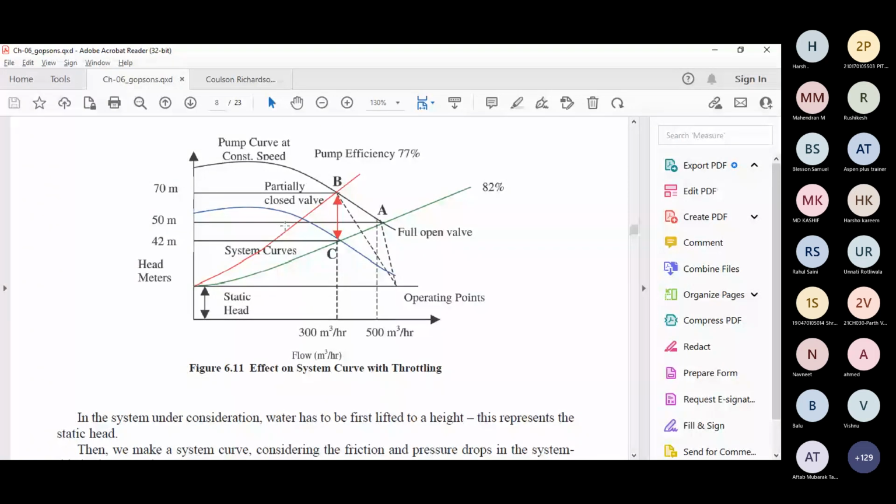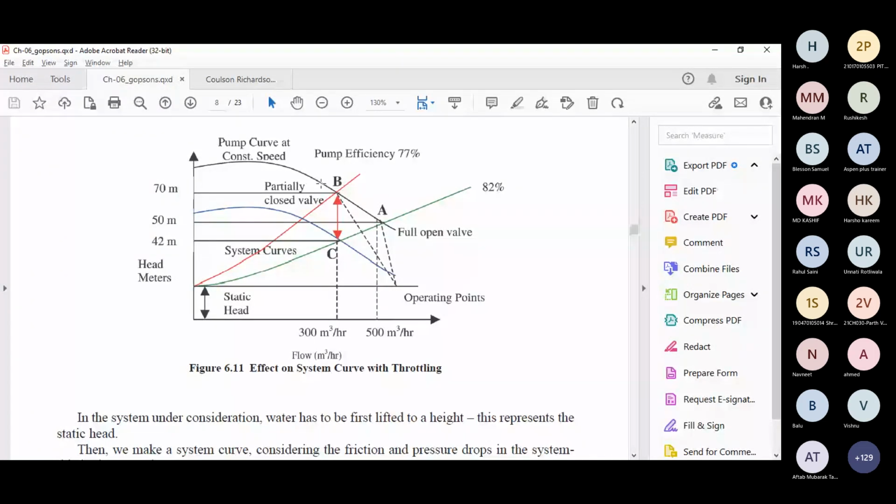So what is happening? My requirement is 300 meter cube, but because of that closed valve, I have to overcome that 70 minus 42. That amount of head is a delta because of the closed valve, right? Once I shift to point C, what will happen? I will be operating at BEP. But point C is away from my pump curve. My pump curve is this black one. Point A, point B are on the pump curve, but point C is not on the pump curve.